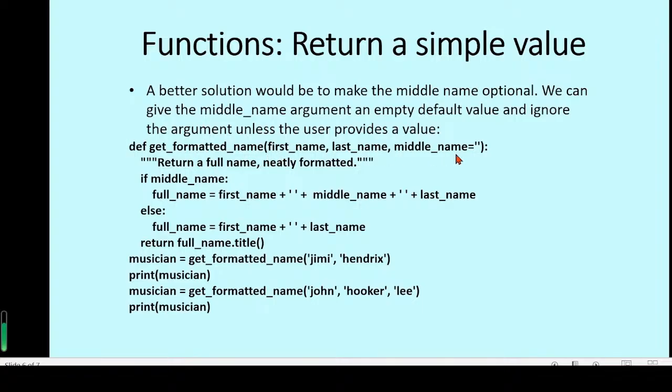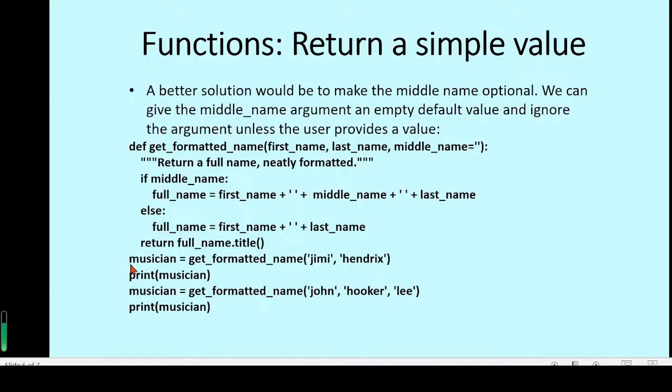So inside the parentheses, we write first_name, last_name, then middle_name at last with a default value of an empty string. Then inside the function, we use an if-else test. If middle_name means if the middle name is not empty, which means the user input some middle name, then the full_name is the concatenation of these three names together. Else means the user did not input a middle name, so full_name is only first_name concatenated with last_name. Then in the end, the function will return full_name, the title form.